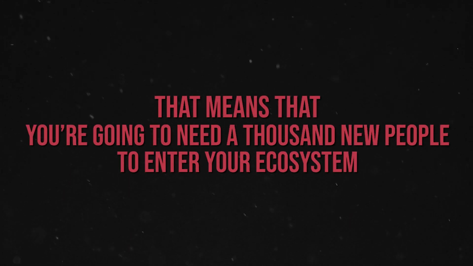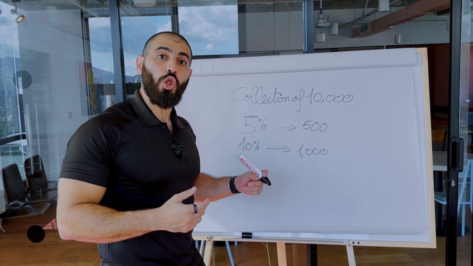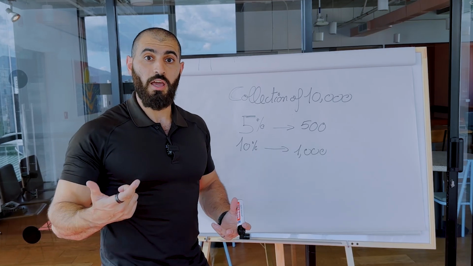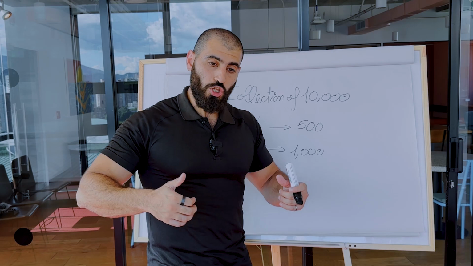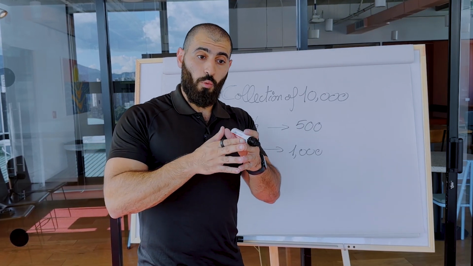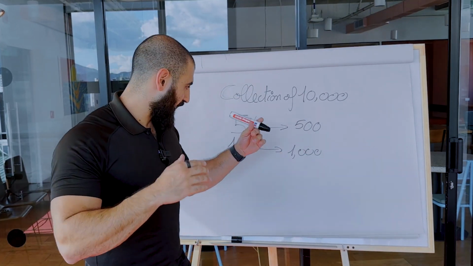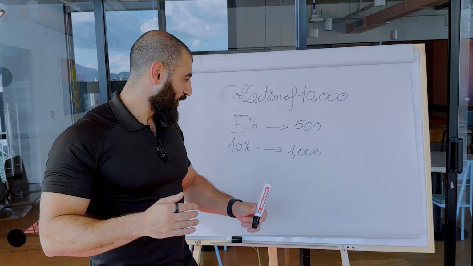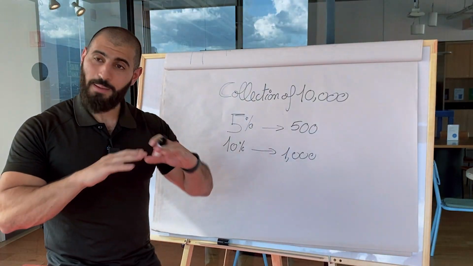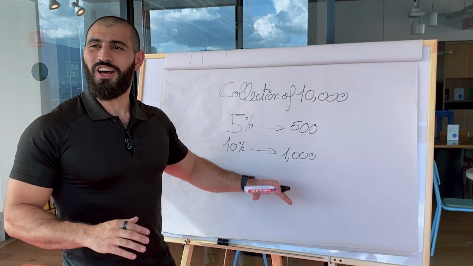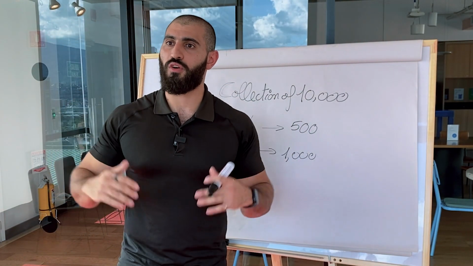That means that you're going to need 1,000 new people to enter your ecosystem. So all of a sudden you can see how having a lower churn within your community is going to make it easier for the existing buy pressure to increase the floor, versus that same buy pressure with a 5% churn could maintain the floor, but a 10% churn, all of a sudden it's crashing your floor price. So same buy pressure, different churn, all of a sudden you can see how we can move that.